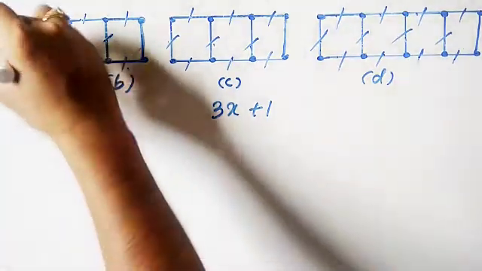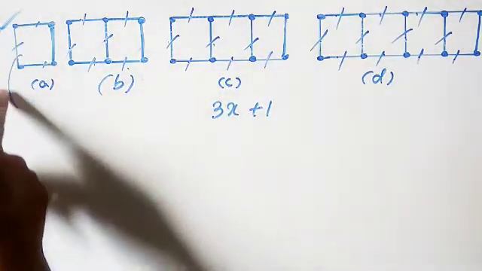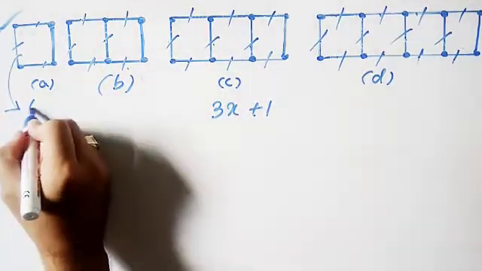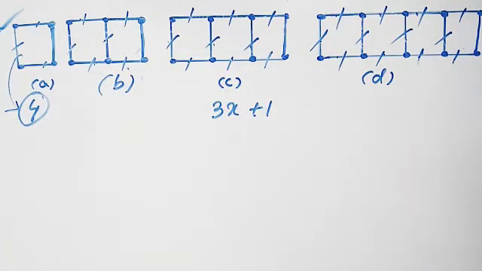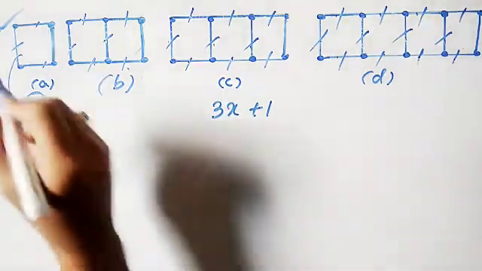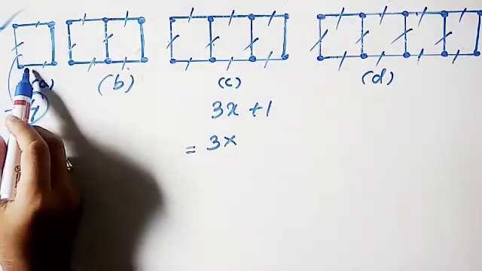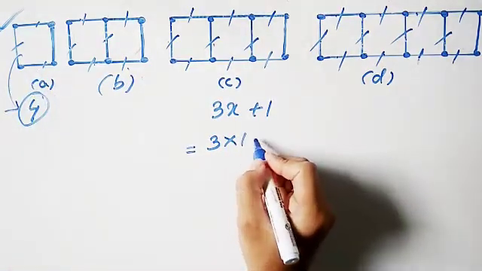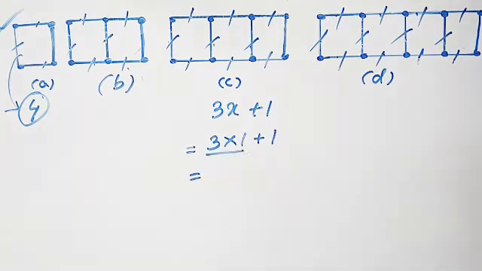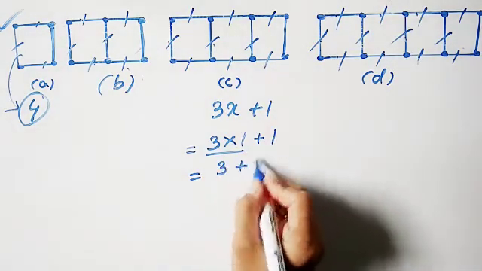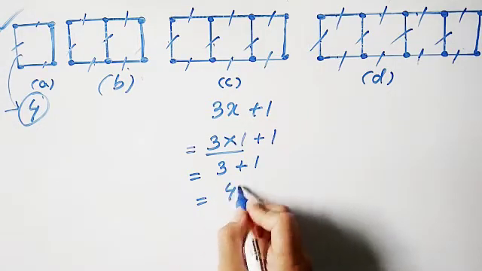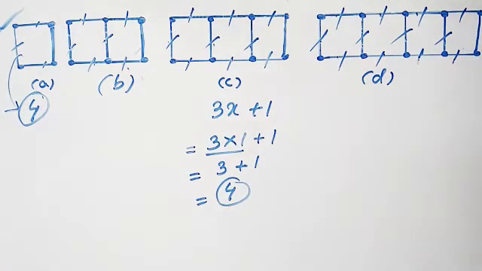Okay, so let us check from this first figure. We all know that to form one square shape using matchsticks, the required number of matchsticks is what? Yes, 4. So let us check whether this formula 3x plus 1 is correct or not. Remember, x denotes the number of squares, right? So 3 into, how many squares are formed here? Only 1. So 3 into 1 plus 1. What is 3 times 1? Yes, 3. 3 plus 1. What is the sum of 3 and 1? Yes, 4. We get the same value, right?